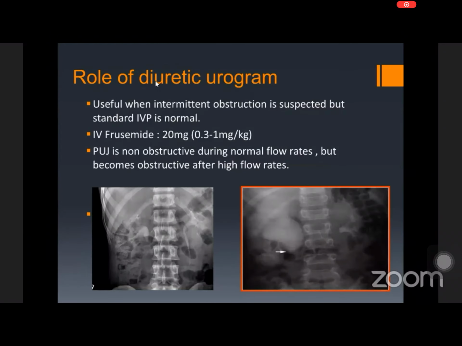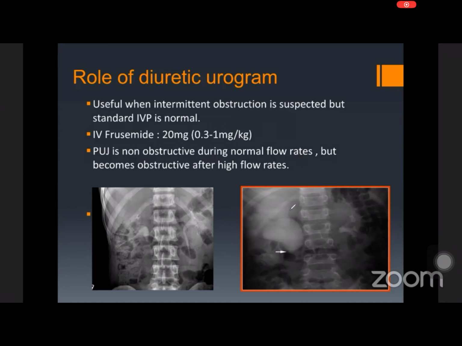Coming to the role of diuretic urogram, it's useful to identify an intermittent obstruction. The patient can come with intermittent colicky pain, and due to intermittent obstruction, a normal standard IVU can be normal. So this is a patient whose IVU is normal. Whereas after we give IV furosemide, this brings out an intermittent obstruction. This is because the PUJ is non-obstructive during normal flow rates, but it becomes obstructive when the flow rate is high.